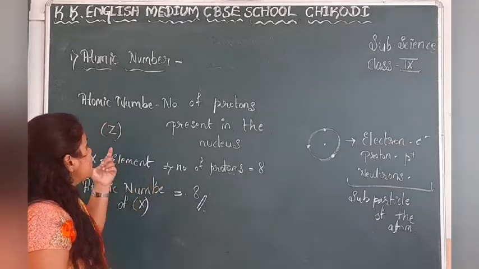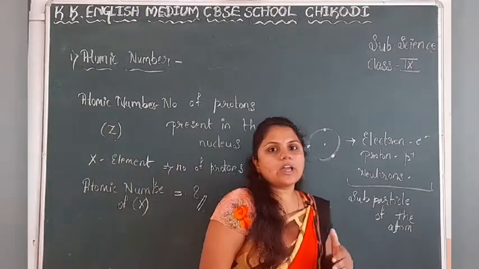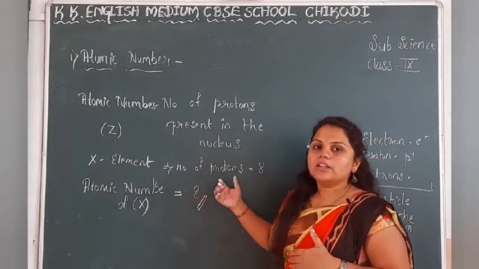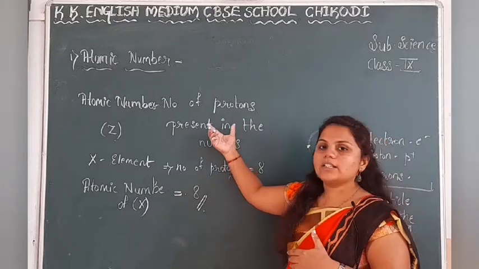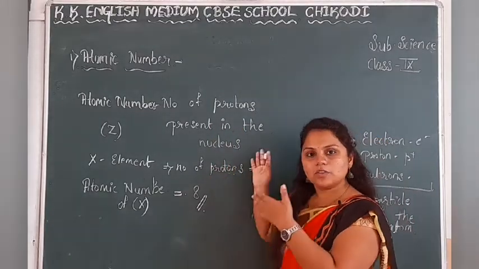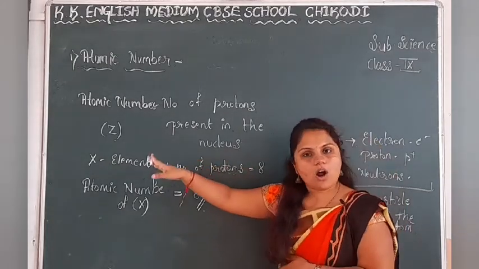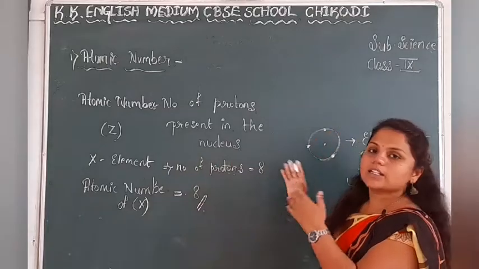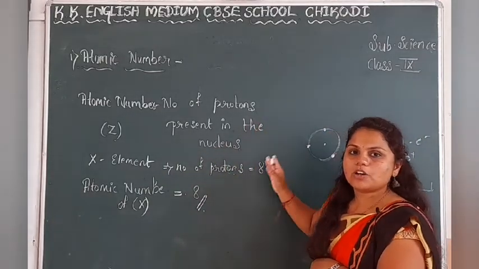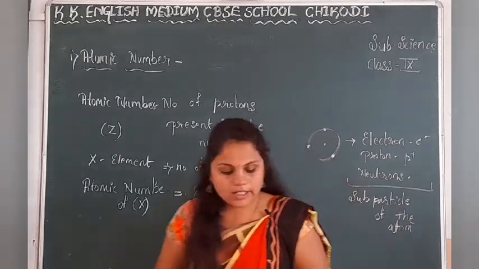So, dear students, if you want to know the atomic number, then how are you going to calculate it? If you know the number of protons in the nucleus, then you can calculate the atomic number. So these both are vice versa. Atomic number is equal to the number of protons present in the nucleus of the element.